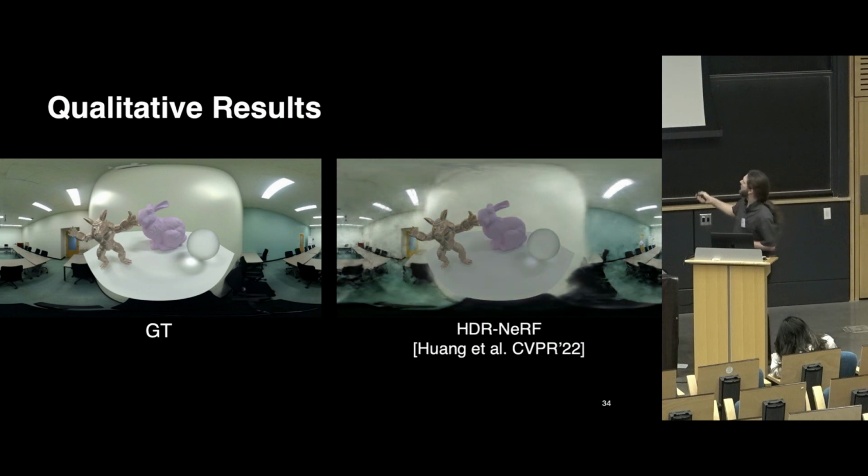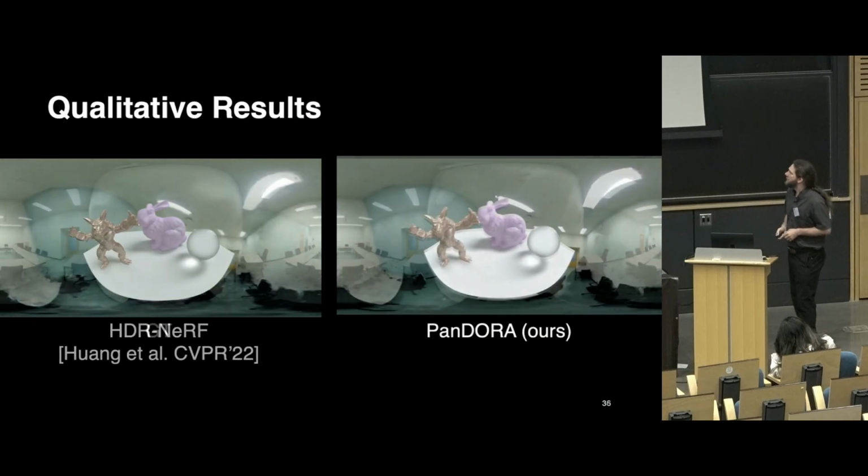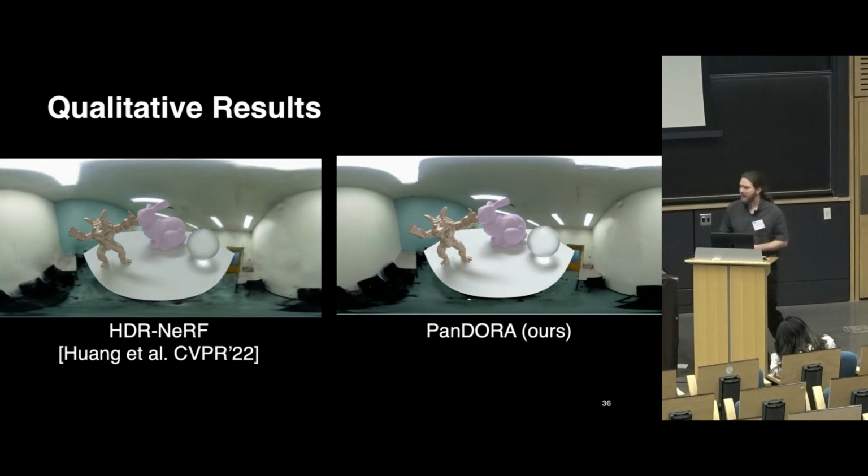Another method is called HDR NeRF. It tries to encode the HDR values directly into the NeRF. It's slightly dimmer, but it still can perform some kind of high HDR. It's getting some caustics over there. And in comparison, our method is the most faithful of them all. So, a quick video comparison between those two.